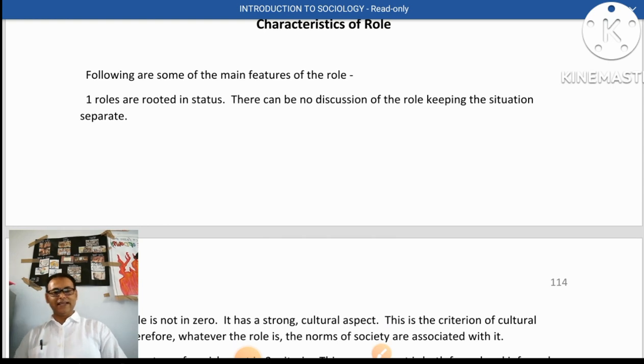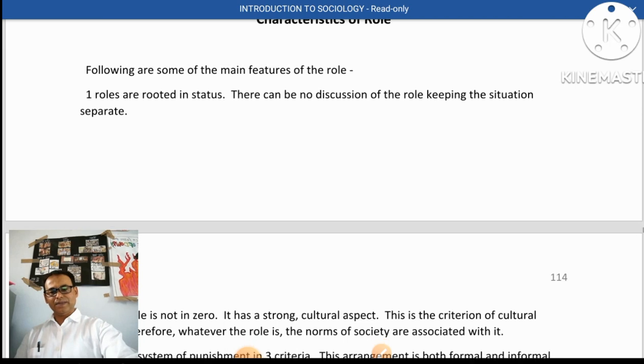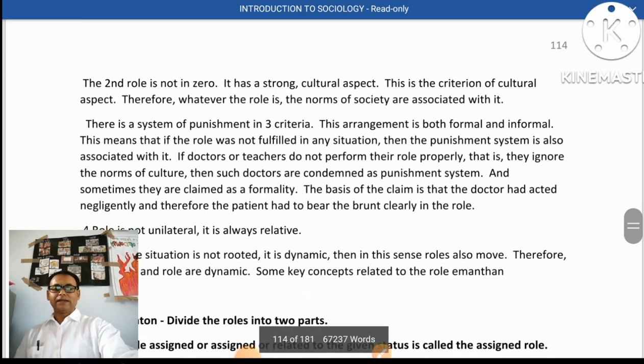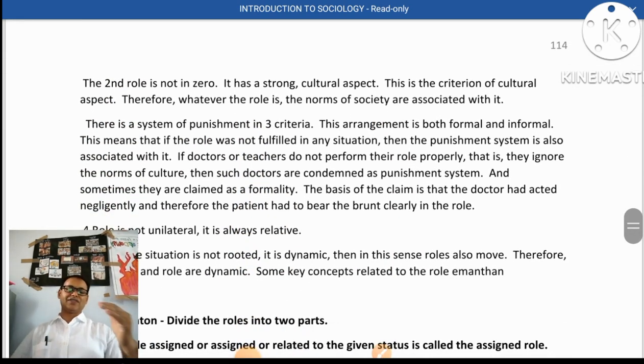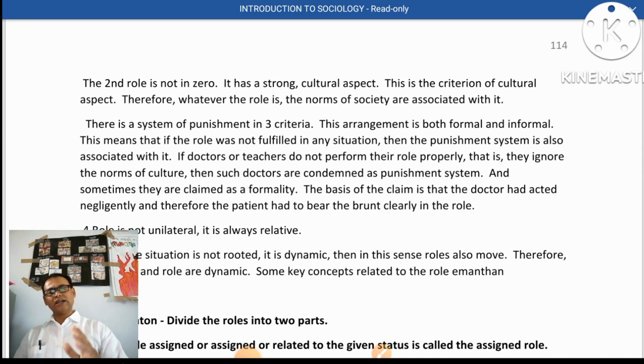Characteristics of role. We will see here the main features of the role. Roles are rooted in a status. There can be no discussion on the role keeping the position separate. Second, role is not in a vacuum. It has a strong cultural aspect. It is not isolated. This is the criterion of the cultural aspect. Therefore, whatever the role is, the norms of society are associated with it.